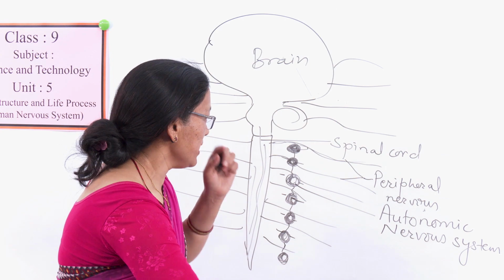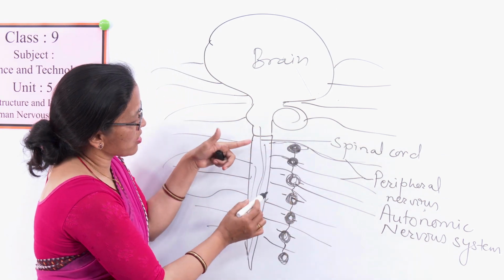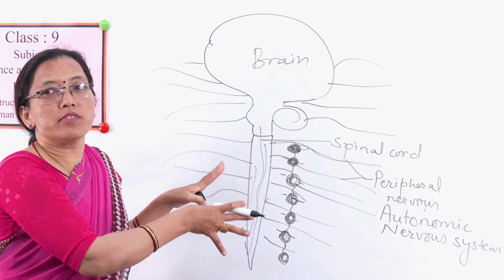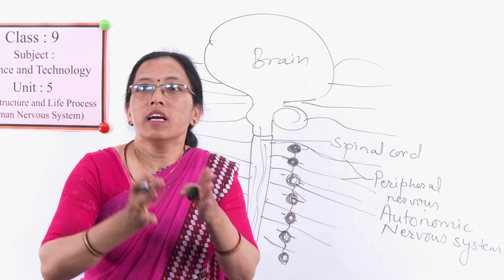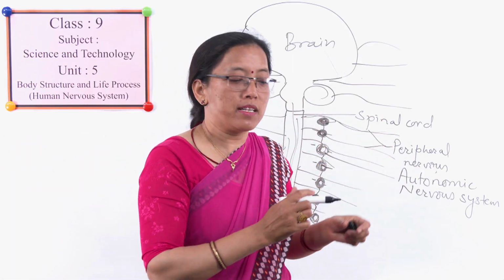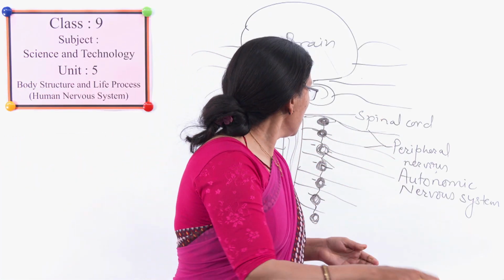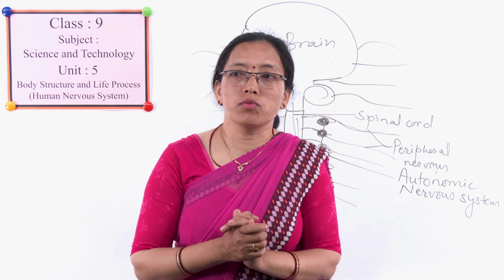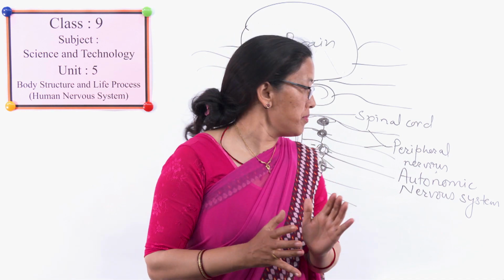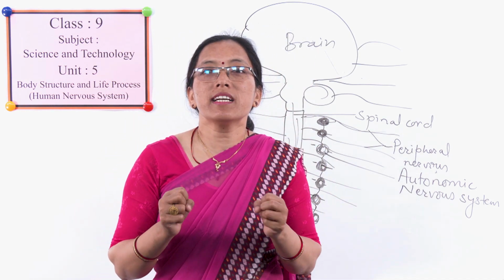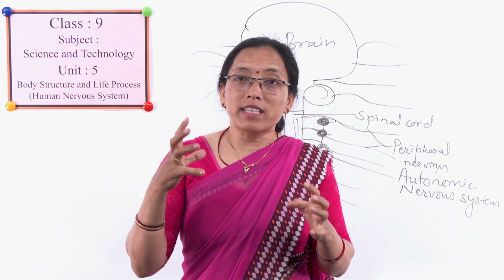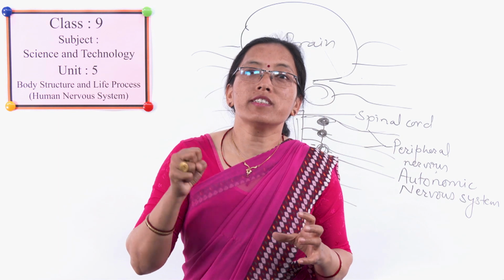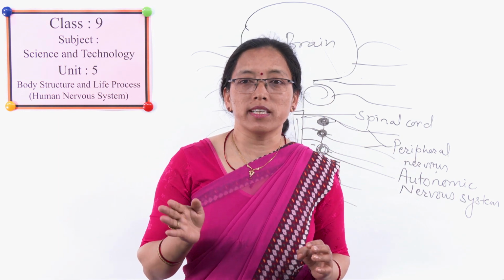See, this autonomic nervous system is not part of the central nervous system and peripheral nervous system. It is separately present in the nervous system, and it performs its own function also. What is that? All the involuntary actions of our body.